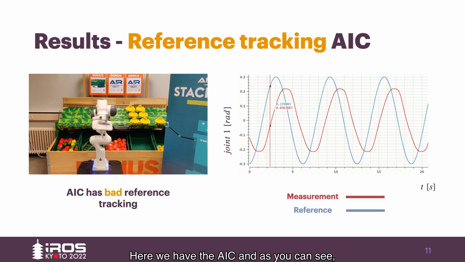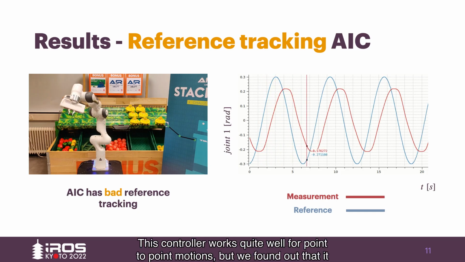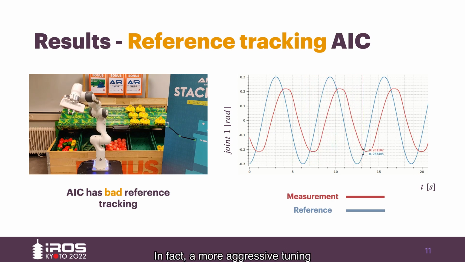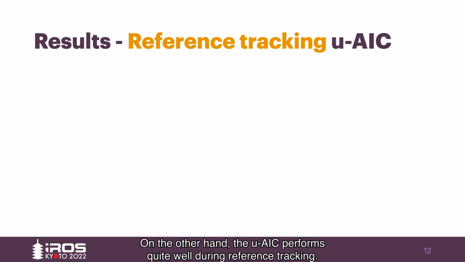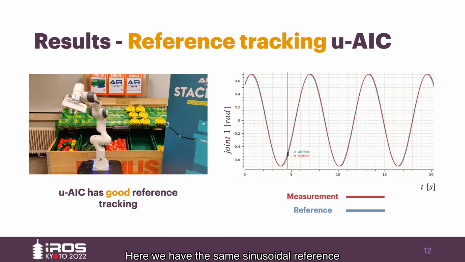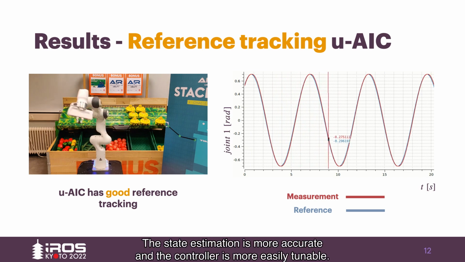Here we have the AIC, and as you can see, the performance for reference tracking is quite poor. This controller works quite well for point-to-point motions, but we found out that it becomes tricky to tune for proper reference tracking. In fact, a more aggressive tuning of the AIC would result in high overshoots in case of collision. On the other hand, the u-AIC performs quite well during reference tracking. Here we have the same sinusoidal reference, and as you can see, we obtain much better results. The state estimation is more accurate, and the controller is more easily tunable.